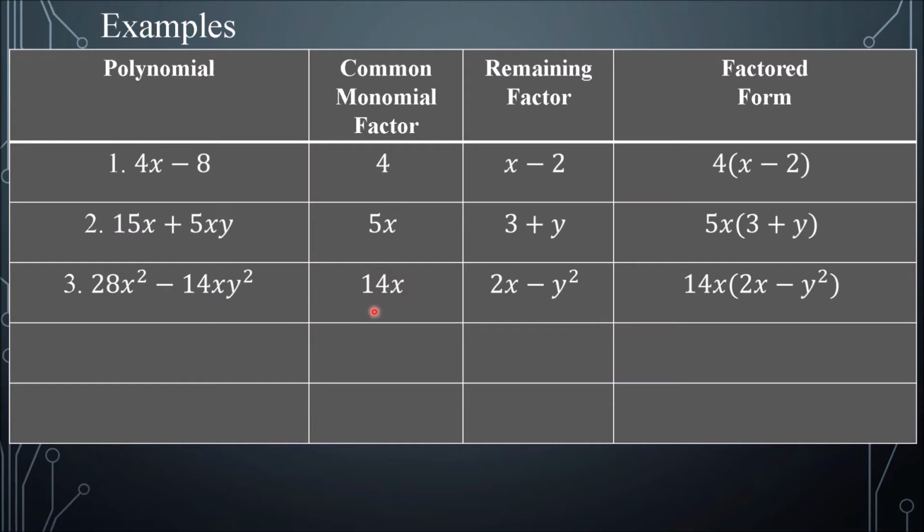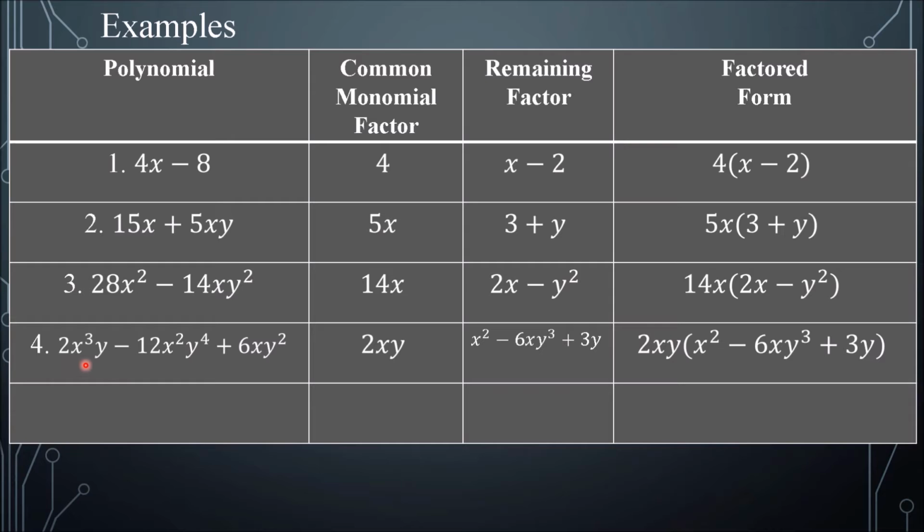Getting that, from here we have 2x because 28x squared divided by 14x is 2x. 14xy squared divided by 14x is y squared. Now combining again 14x times 2x minus y squared, that will be the factored form.